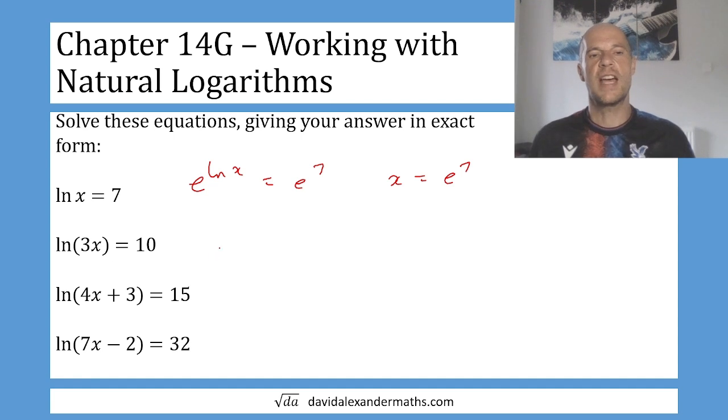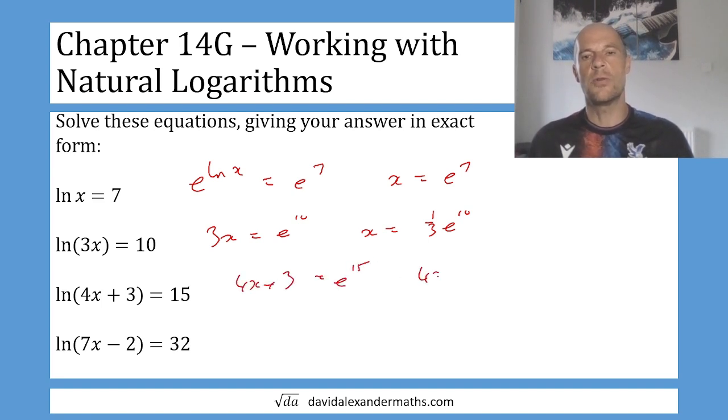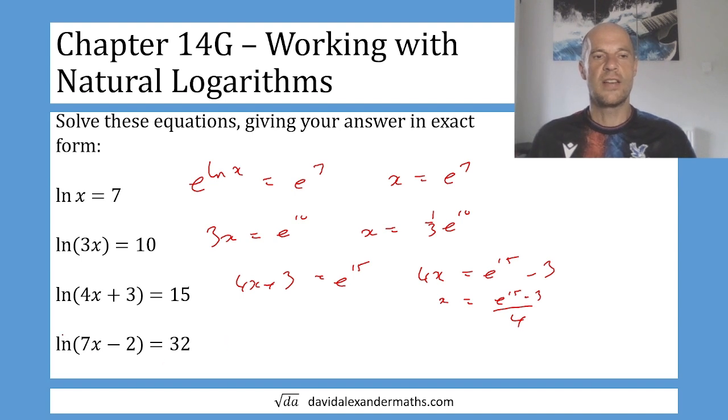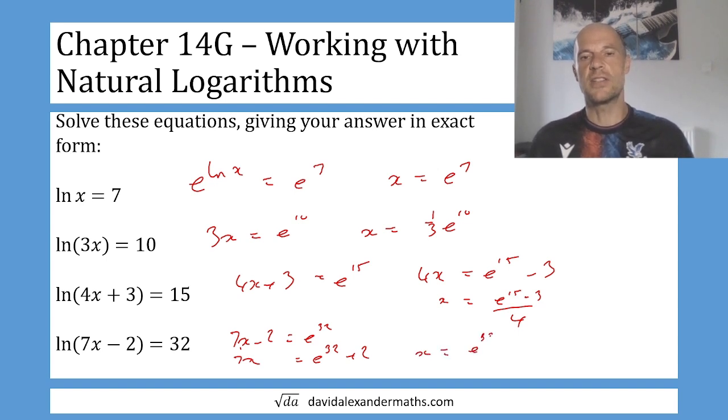So if ln of 3x is 10, then 3x is e to the power of 10. So x is 1/3 e to the power of 10, or e to the 10 over 3. If the ln of 4x plus 3 is 15, then 4x plus 3 is e to the power of 15. So 4x is e to the power of 15 take away 3, so x is e to the power of 15 minus 3 all over 4. If the ln of 7x take 2 is 32, then 7x minus 2 is e to the power of 32. Therefore 7x is e to the power of 32 plus 2, and x is e to the power of 32 plus 2 all over 7.